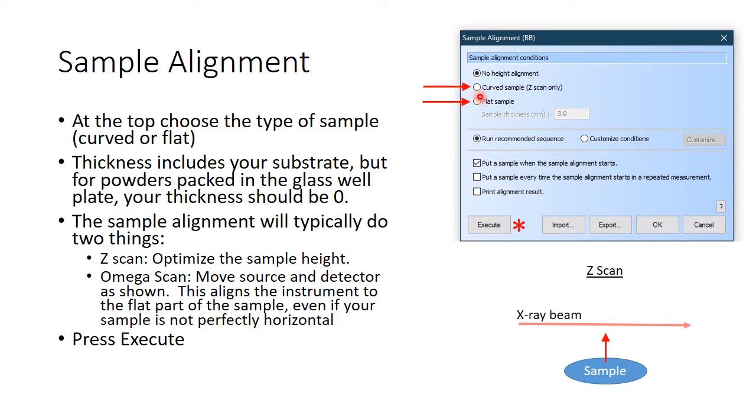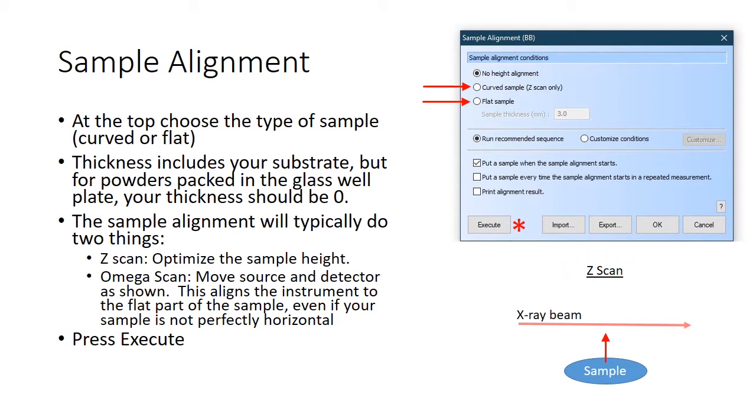So once you've chosen these two and you press execute, it's going to do 2 scans. The first scan is a Z-scan. And in this scan, the sample starts well below the X-ray beam. So the X-ray beam starts at the source, goes to the detector, and there's nothing in its way. But now we're going to slowly move the sample up until at some point it blocks the X-ray beam and we get no signal at the detector. By using this data, the software can determine the optimum height for your sample when you do your measurements. So that is the first alignment that it does, is this Z-scan.